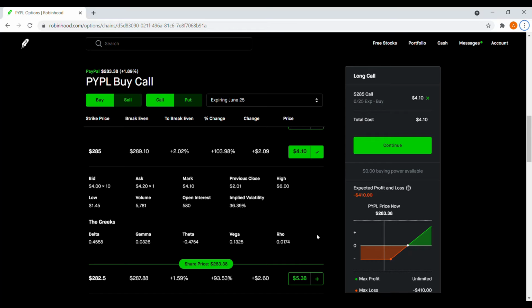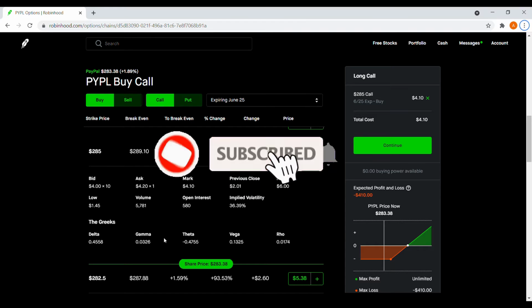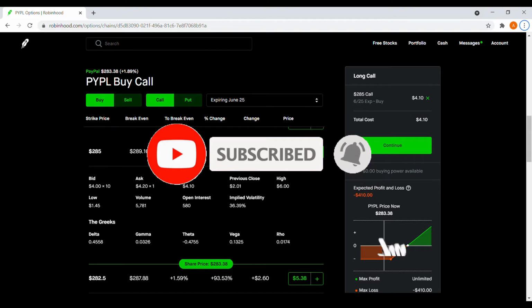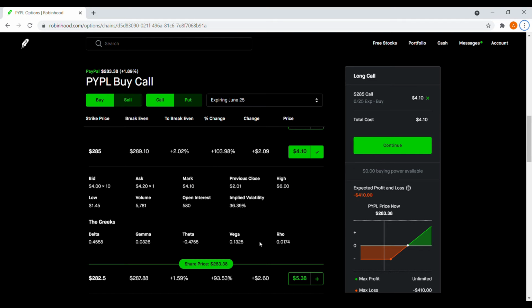What's going on, everybody? Today we're going to be going over the Greeks, which are delta, gamma, theta, vega, and rho. So when picking an options contract, I always look at delta, theta, and gamma. Vega and rho are not as important, but they can be used to your advantage. Any change in any of these factors can impact an option's price.